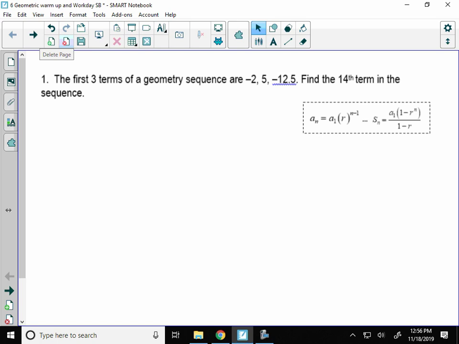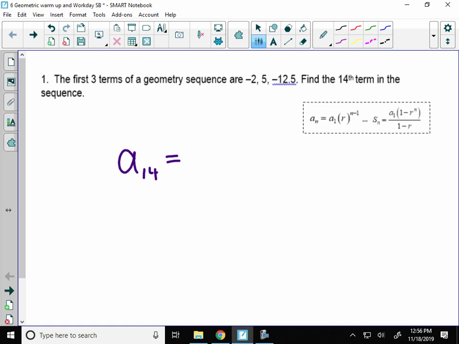One, go for it. You are given the first three terms in a sequence, -2, 5, -12.5. Find the 14th term. Hopefully this is super easy for you and you're good to go. We know we're trying to find, I'll even shortcut it and not write out all the stuff I usually do, the 14th term in that sequence.